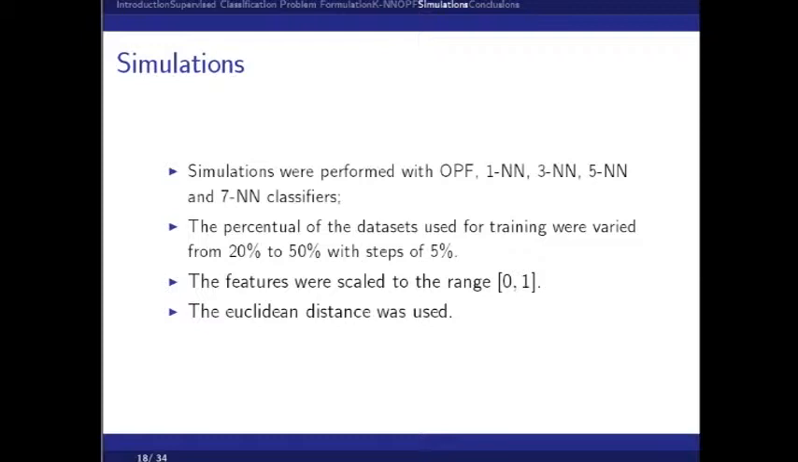We perform simulations using OPF, 1 nearest neighbor, 3 nearest neighbors, 5 and 7. In this case, we use the same weights as before, the inverse of the distance. The percentage of the datasets used for training was varied from 20% to 50% with steps of 5. The features were scaled to the range of 0 to 1, and we use the Euclidean distance.